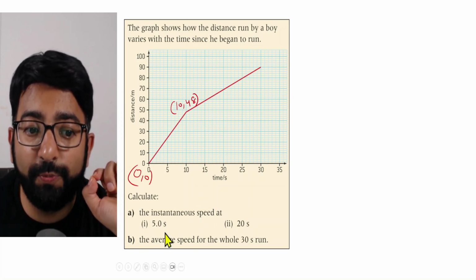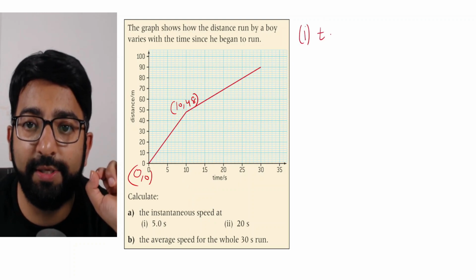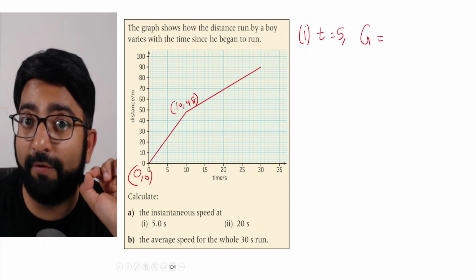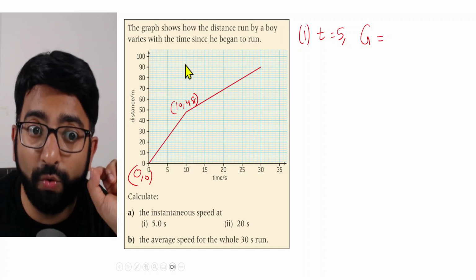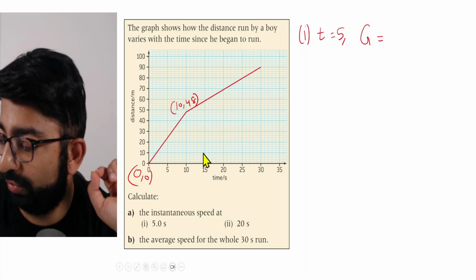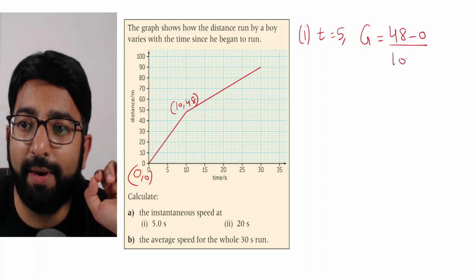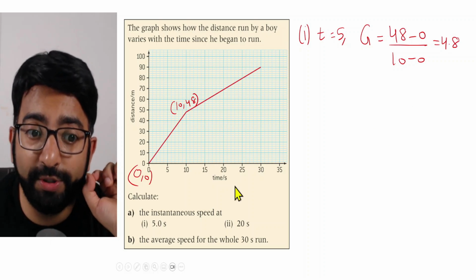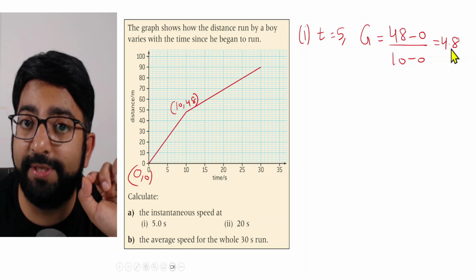So the instantaneous speed at 5 seconds, let's write it down. Case 1, when the time is 5 seconds, we are supposed to find the gradient. We will use the gradient formula y2 minus y1 divided by x2 minus x1. The coordinates we have already established. So the gradient will be 48 minus 0 divided by 10 minus 0, which gives us 4.8, which means the instantaneous speed at 5 seconds will be 4.8 meters per second.